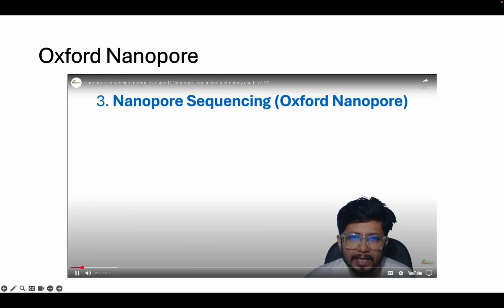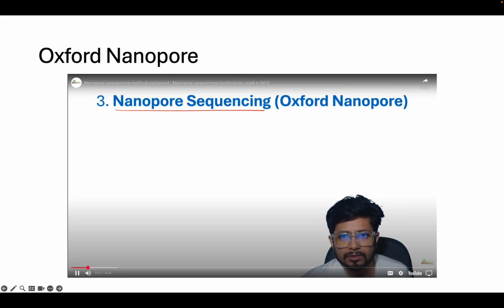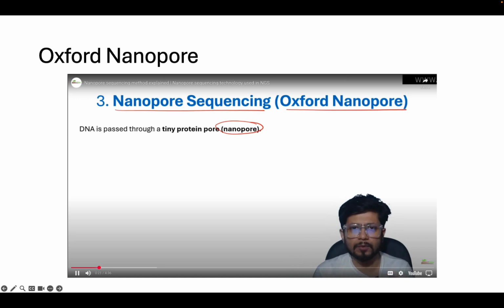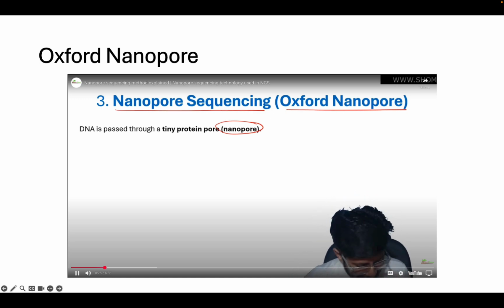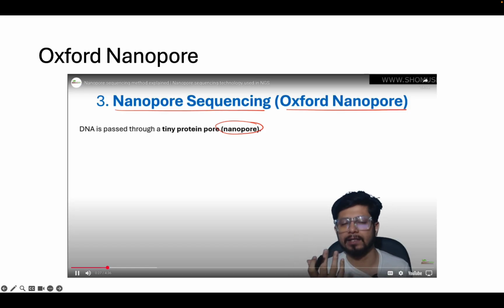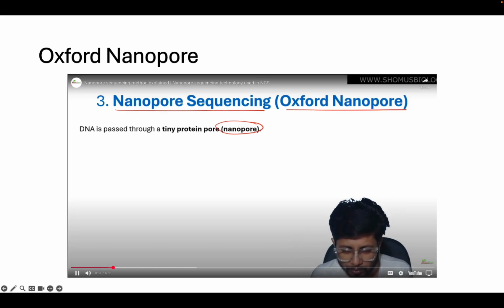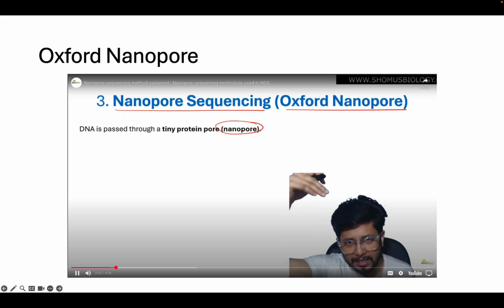Now, the third type of NGS sequencing that we use is nanopore sequencing, which is also known as Oxford Nanopore sequencing. The DNA is passed through a tiny protein pore, which is known as a nanopore. Now, this nanopore sequencing is completely different. It's out of the league. It's on its own, right? So we have a protein channel, right? A pore is there, just like a protein channel, which is known as a nanopore. And the DNA is passed through that nanopore.